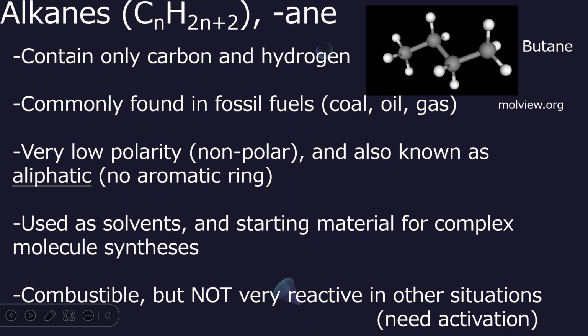Now for naming, alkanes always end with the suffix -ane. We'll get into naming in my next video, but I'll also just introduce parts of the naming on each of the functional group slides here. So we have an example, butane, that would have 4 carbons and then hydrogens in every other space. Alkanes contain only carbon and hydrogen. They're commonly found in fossil fuels, such as coal, oil, and gas, things that we would pull out of the ground and use for energy, usually combustion.